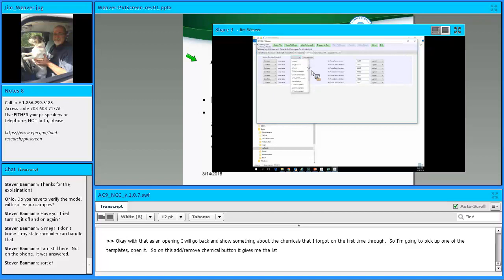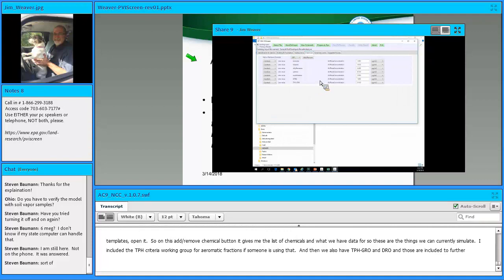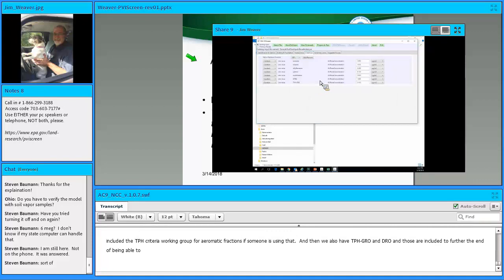And so I included the TPH criteria working group aromatic and aliphatic fractions, if someone's using that. And then we also have TPH GRO and DRO. And those are included to further the end of being able to include as many constituents as possible. And of course, we're always open to including more constituents like the request for 1,2 DCA.